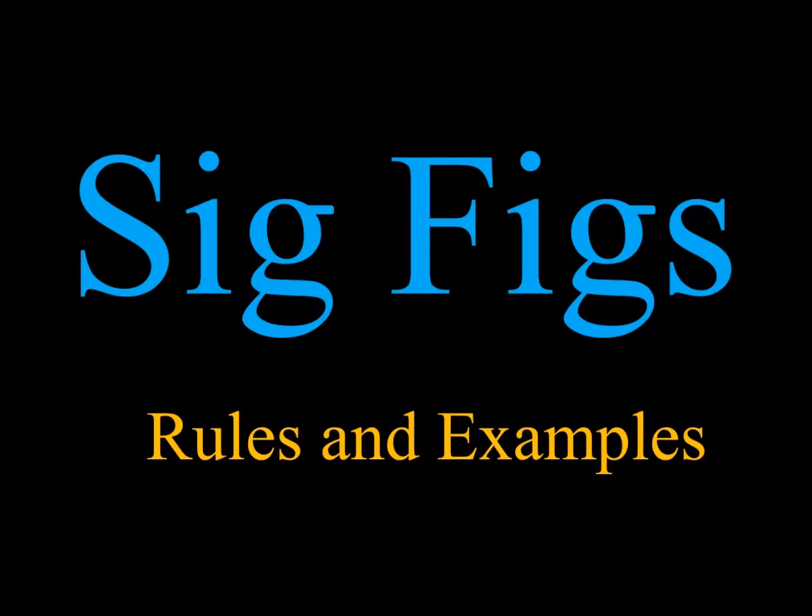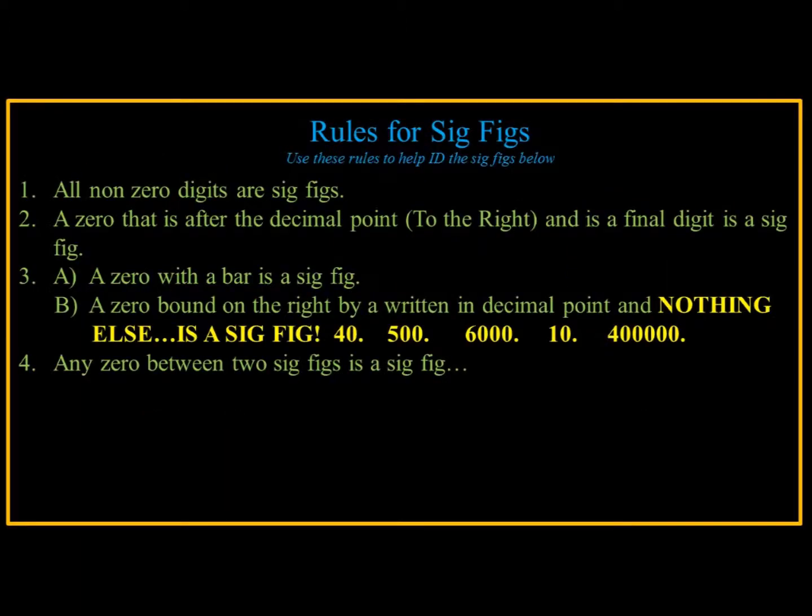And these examples will be specific. Each digit will be identified using the specific rule that identifies it. First rule, all non-zero digits are sig figs. There are 10 digits, 0, 1 through 9. 1 through 9, those digits are always significant. 0 is dependent.